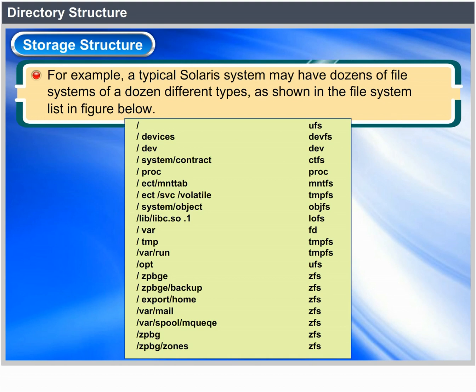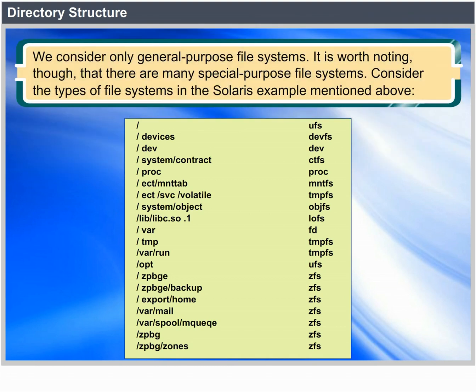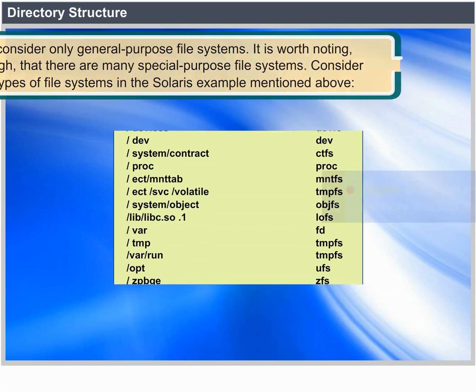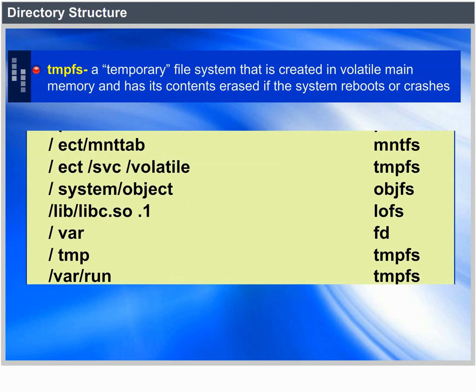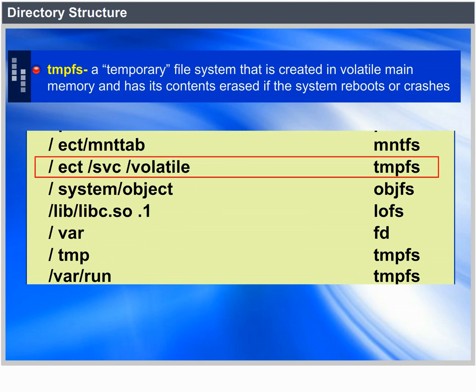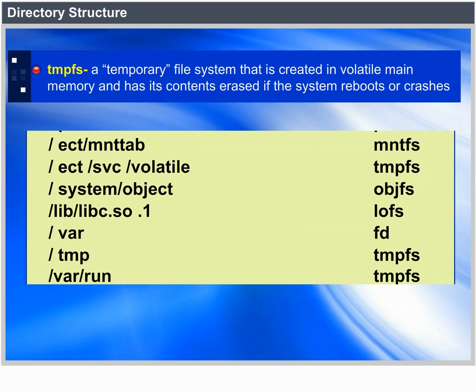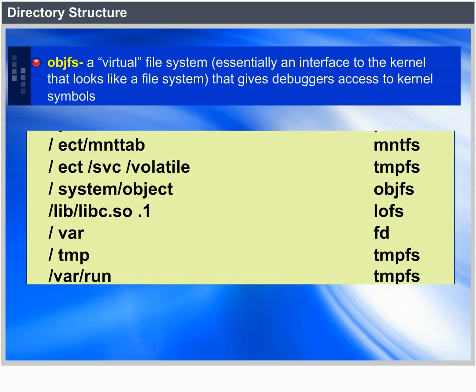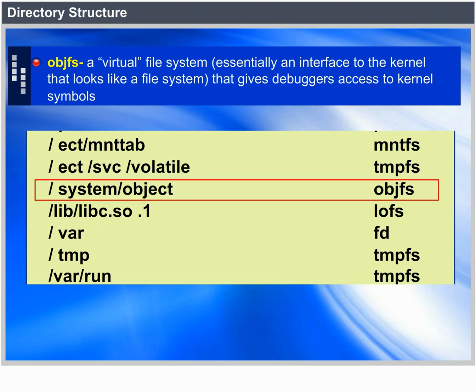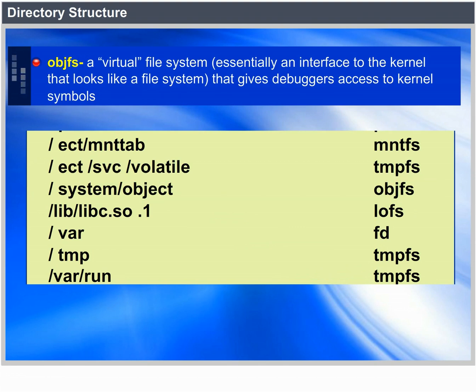We consider only general-purpose file systems. It is worth noting, though, that there are many special-purpose file systems. Consider the types of file systems in the Solaris example mentioned above. TMPFS, a temporary file system that is created in volatile main memory and has its contents erased if the system reboots or crashes. OBJFS, a virtual file system, essentially an interface to the kernel that looks like a file system, that gives debuggers access to kernel symbols.